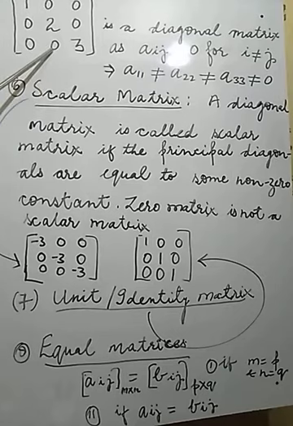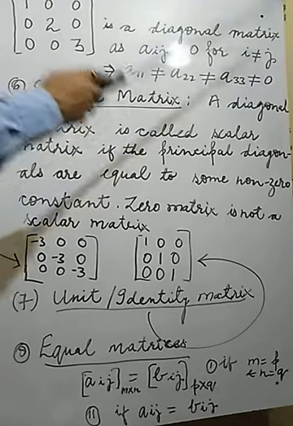In this way, these diagonals are different numbers and the other elements are 0. So such an arrangement will be a diagonal matrix. This will be called a diagonal matrix. Now in the language of mathematics, you may define it. This matrix is a diagonal matrix because Aij is equal to 0, meaning all the elements are 0 for i not equal to j.